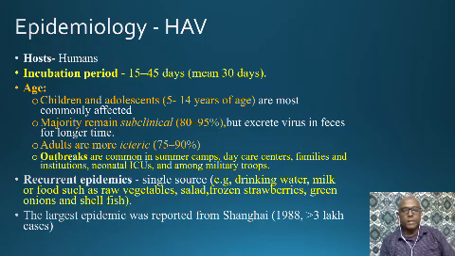Humans are the host for hepatitis A virus. Incubation period is around 15 to 45 days. Children and adolescents are the most common age group affected, with 95% remaining subclinical. Adults are more icteric, and outbreaks are common in summer camps, daycare centers, families, institutions, neonatal ICUs, and among military troops. Food sources include drinking water, milk, or food such as raw vegetables, salads, frozen strawberries, green onions, and shellfish. The largest epidemic was reported from Shanghai in 1988.